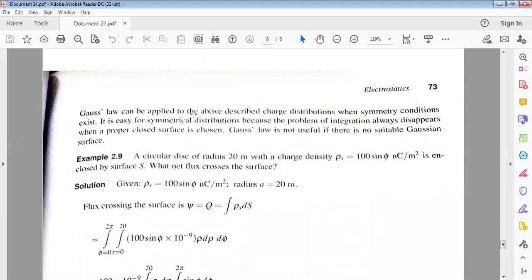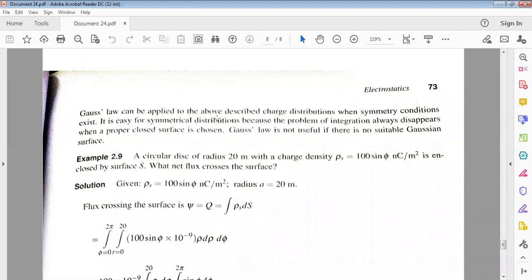Gauss law can be applied to the above described charge distributions when symmetry conditions exist. It is easy for symmetrical distributions because the problem of integration disappears when a proper closed surface is chosen. Otherwise, Gauss law is not useful, as there is no suitable Gaussian surface.